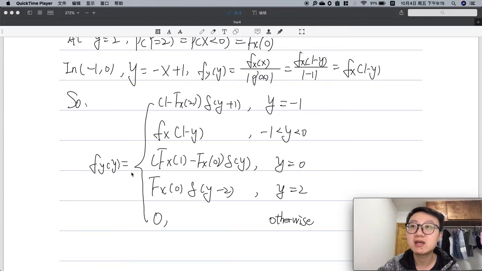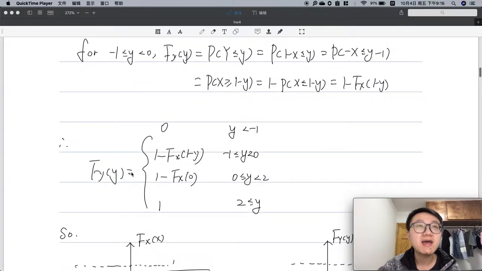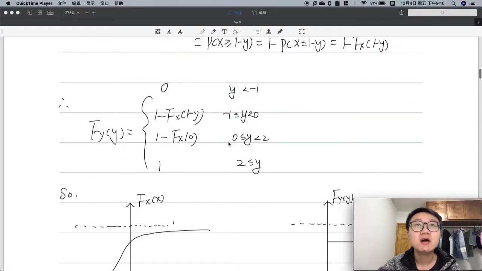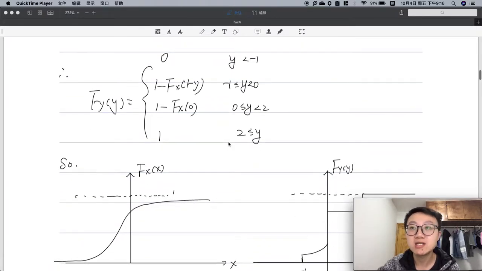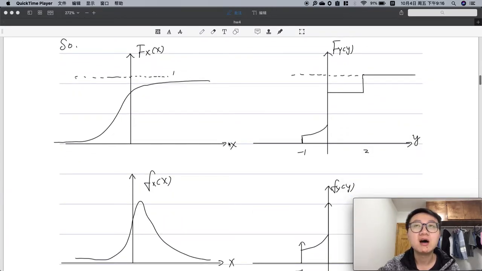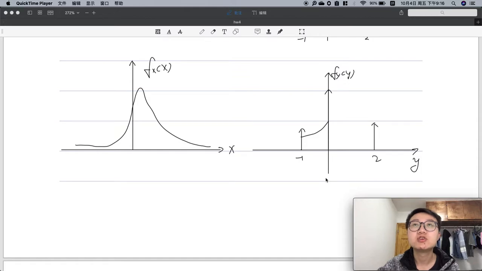After we get this, we can get the probability distribution function very easily. We just do the integration. So we have the probability distribution function of y like this, different for each range. Considering that we know these two functions, it is very easy for us to draw the images from the formulas. After drawing, we have these two images. So that's question 1.